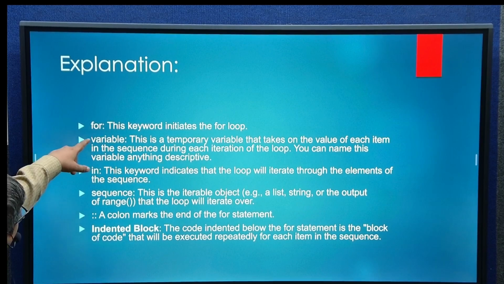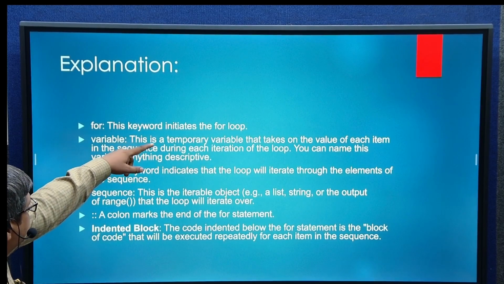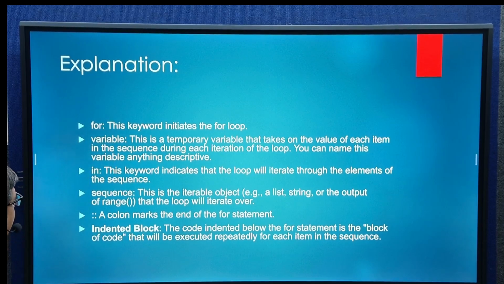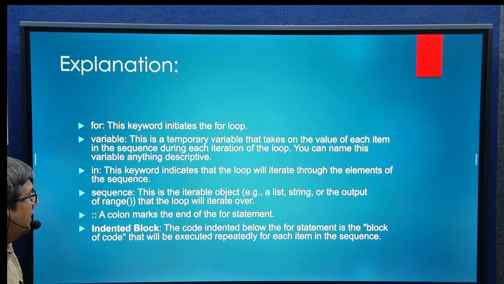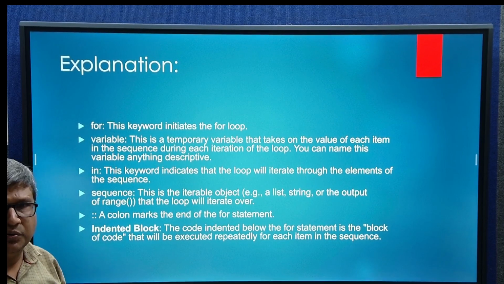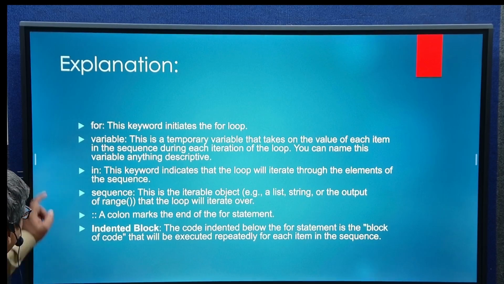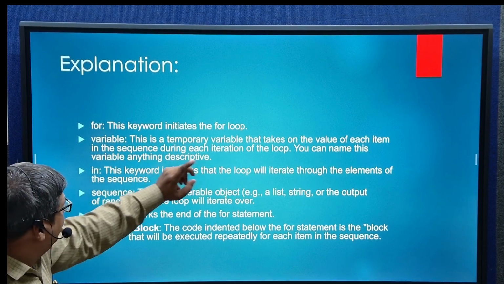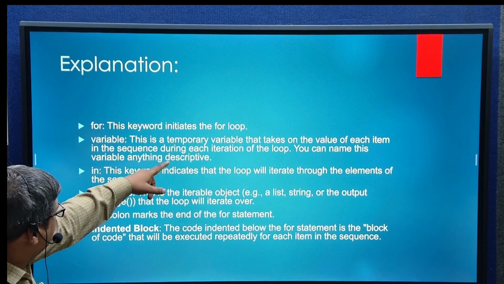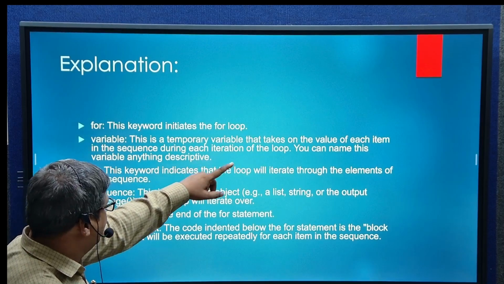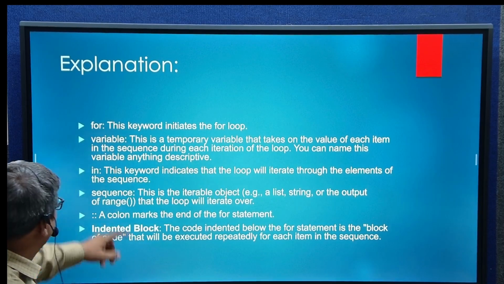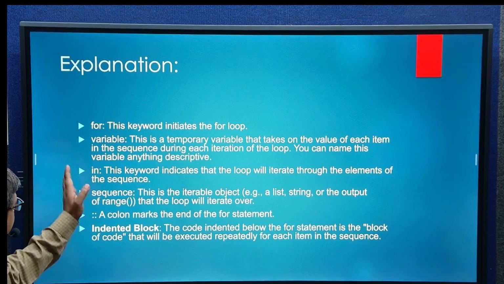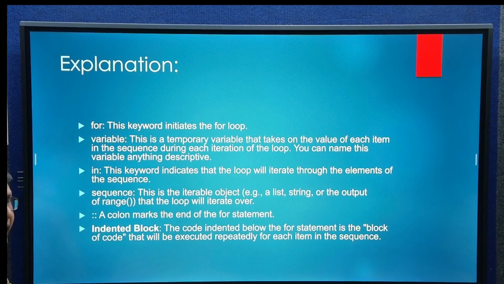First, the for keyword initiates the for loop. All of us know that a keyword is a predefined word that is used in any programming language. After that, the variable. This variable is a temporary variable that takes on the value of each item in the sequence during each iteration of the loop. We can name this variable anything descriptive. You can give any name to the variable.